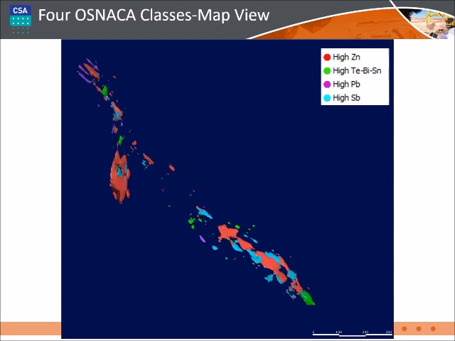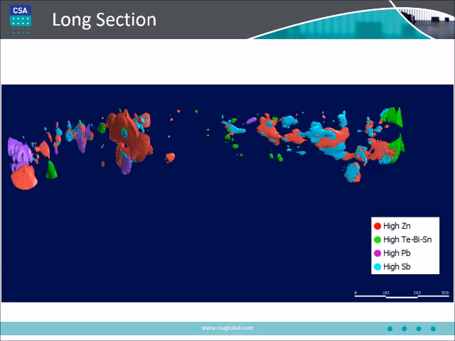But an even better view is to look in long section. And we see, again, that the blue and the red, those two domains are intimately associated, but the high tellurium bismuth tin is sort of around the edges, which is the opposite of what I would have thought. I would have thought there would be a hot knot of that style of mineralisation maybe deeper down in the system, but not so. And our high lead signature is almost exclusively up at the northern end of the deposit.